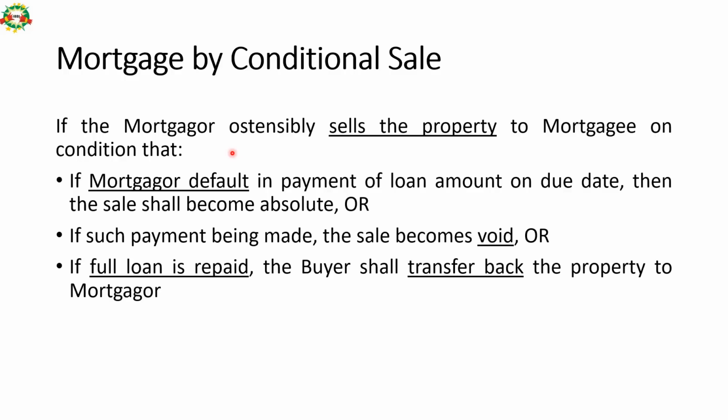If such payment is made, the sale becomes void. If the mortgagor pays the loan, then this sale becomes void. Or if the full loan is repaid, the buyer shall transfer back the property to the mortgagor. Clear? So if the total loan amount is paid, then as per this conditional sale, the bank or lender will transfer back the property to the original owner or mortgagor.